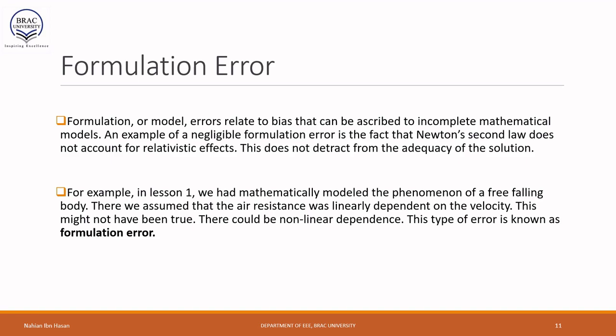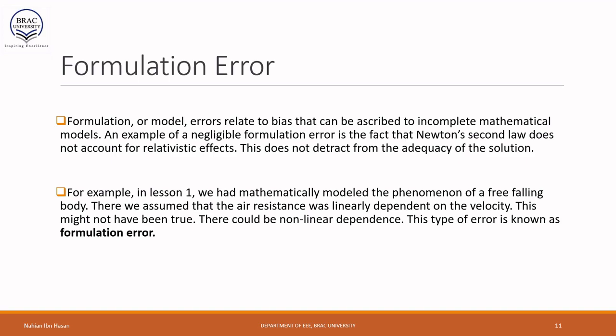For example, if you remember in lesson 1, we mathematically modeled a physical phenomenon, which is the mathematical model of a free falling body. If you remember, we used the example of jumping out of a plane, where the velocity and the acceleration of the falling body can be mathematically modeled. We assumed that the air resistance was linearly dependent on the velocity. It was an assumption, but this was not an exactly true formula.